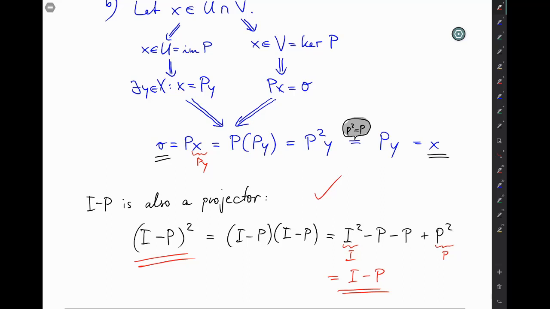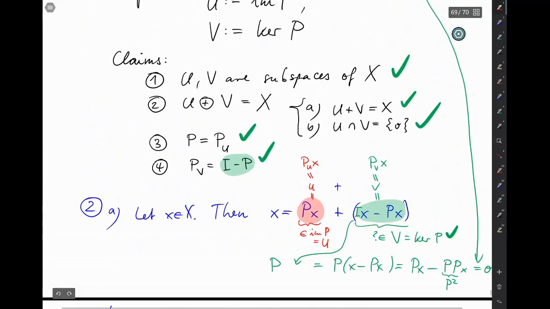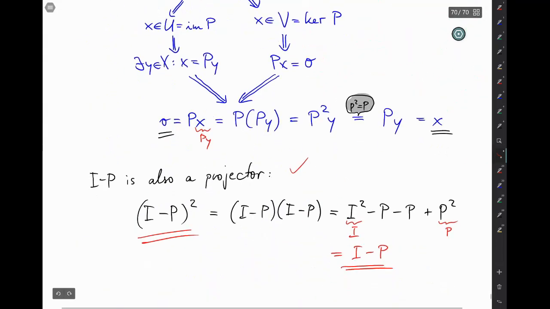Okay, but of course it's important to see both sides of the coin. Now, since I minus P is just the complementary projector PV of our other projector P equals PU, and since U and V just freely can change roles, we will have the same equations here, but just with image and kernel replaced and P and I minus P replaced. Again, so maybe it's worth writing these separately.